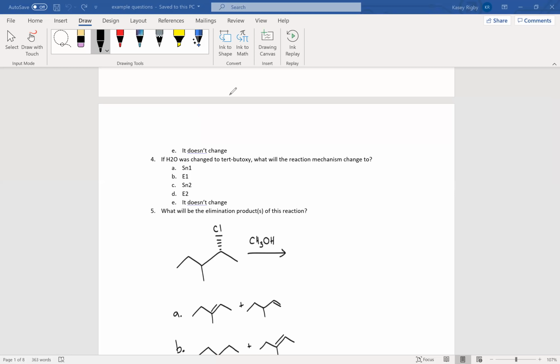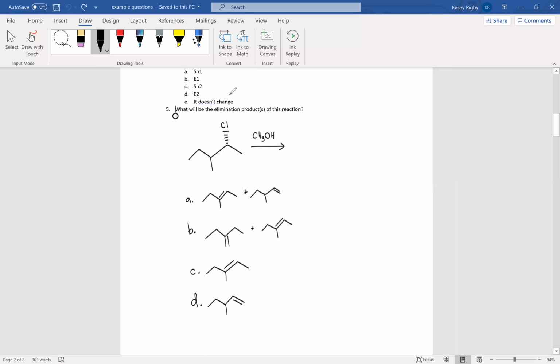Okay. So what will be the elimination products of this reaction? To do this, we have to recognize, is this going to be E1 or E2? Specifically, this question asks for elimination products, so we can ignore any substitution products that we might get. We see here we have a secondary alkyl halide, and we have a weak base and a weak nucleophile.